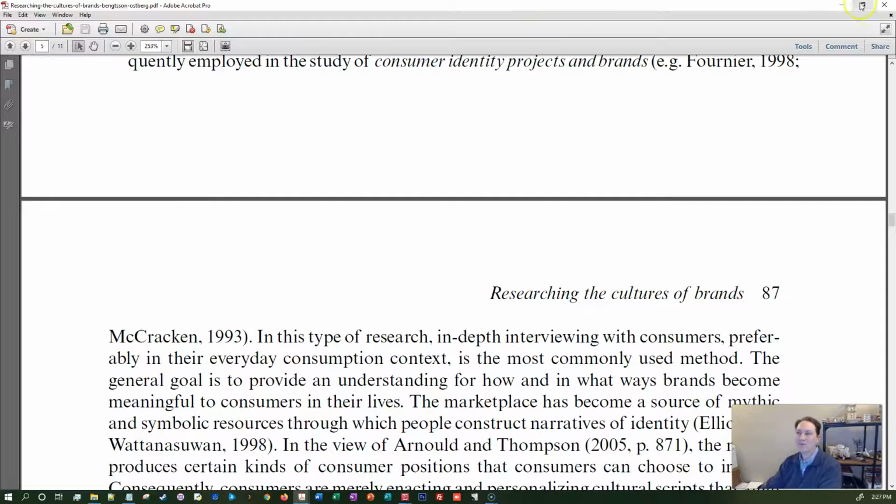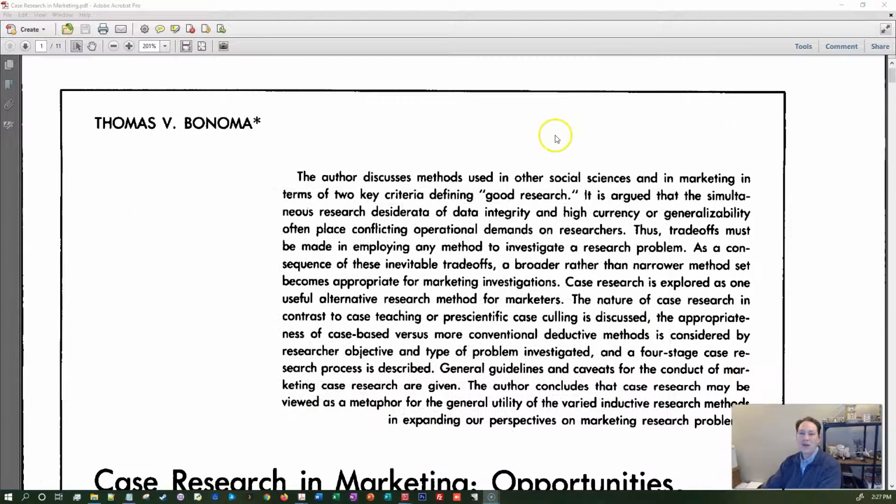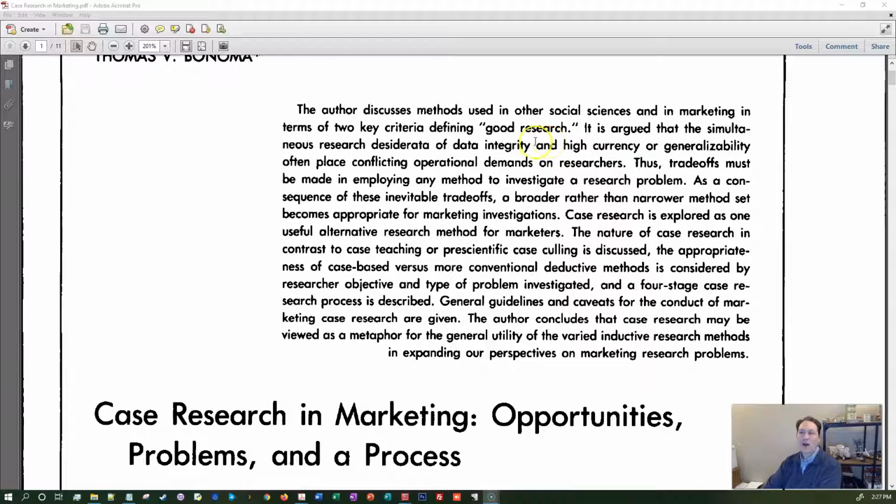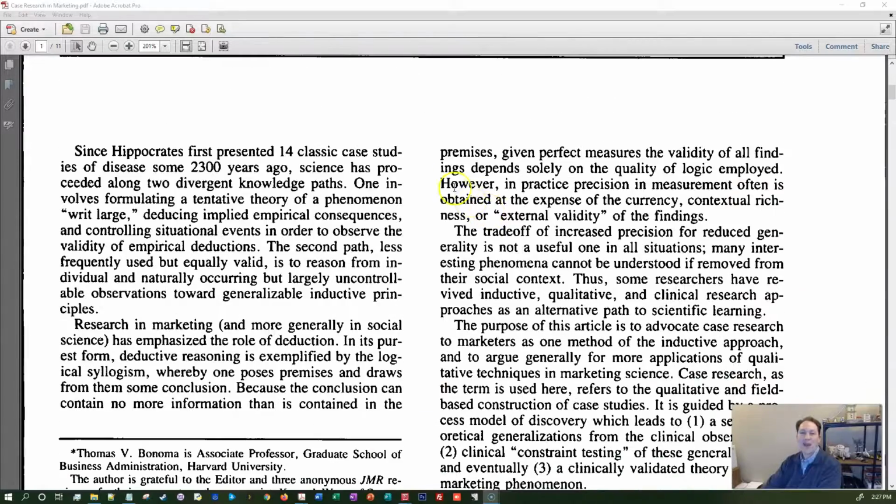Okay. This next article is about case research, and this one is probably the most formidable in this packet, just because it starts off right away. Since Hippocrates first presented 14 classic case studies of disease some 2,300 years ago, you know you're in for a good time when you start off with ancient Greece, just as you knew you were off for a good time when we started talking about Galileo in this class.